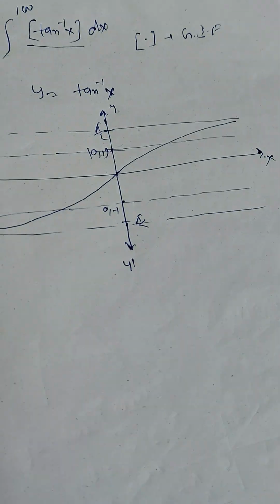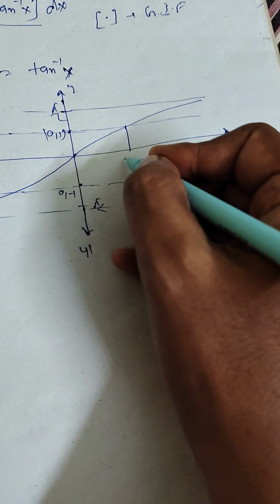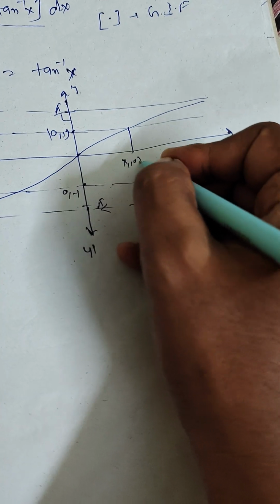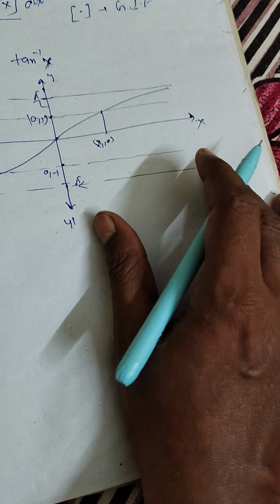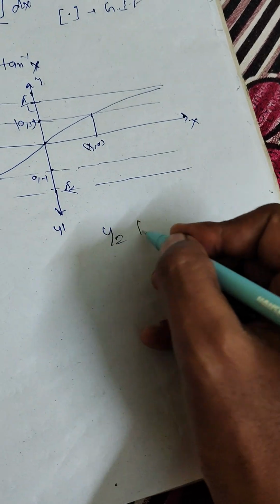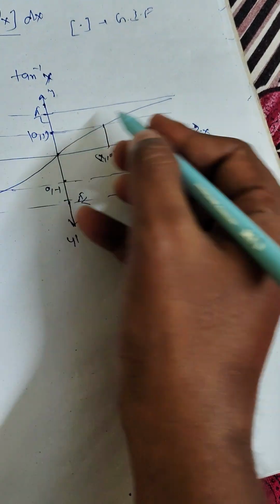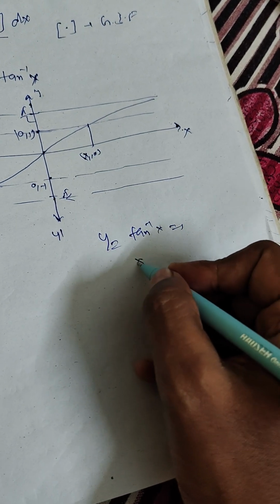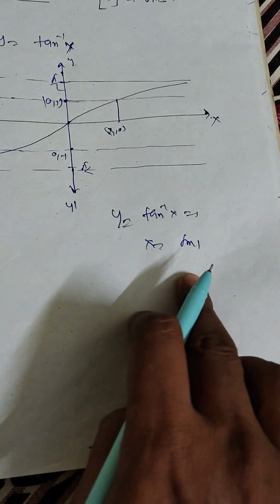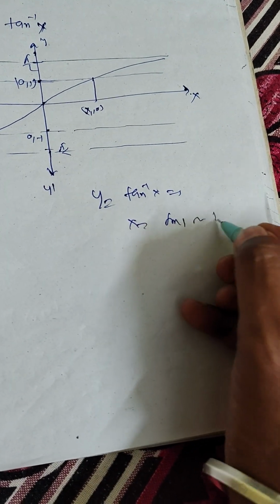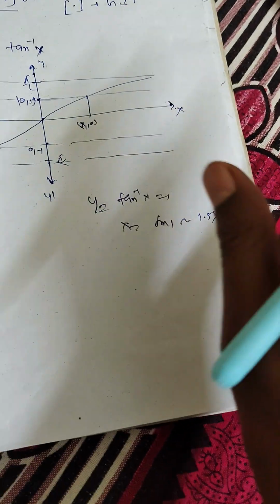Now understand this point. What is this intercept point? This point is (x1, 0). The x1 value is found from y is equal to tan inverse x. Here y is equal to 1, so x is equal to tan 1. This is 1 radian, not degrees. The approximate value of 1 radian comes to 1.55. But you consider it as tan 1.